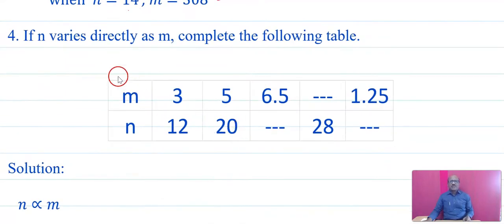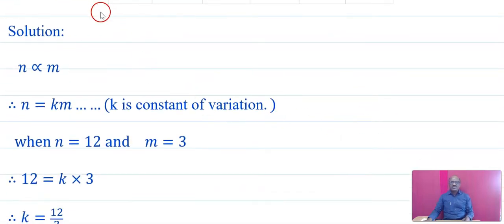Now the next problem. If n varies directly as m, complete the following table. m is 3, n is 12; m is 5, n is 20; m is 6.5, then what is the value of n? When n is 28, then find out m. When m is 1.25, then find the value of n. Now this is the solution.